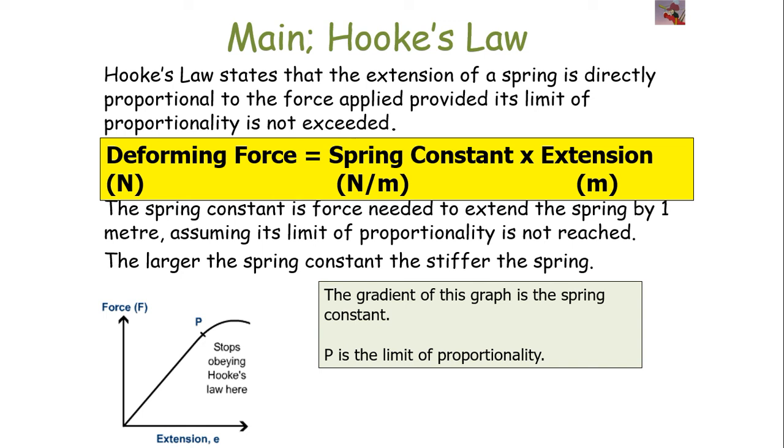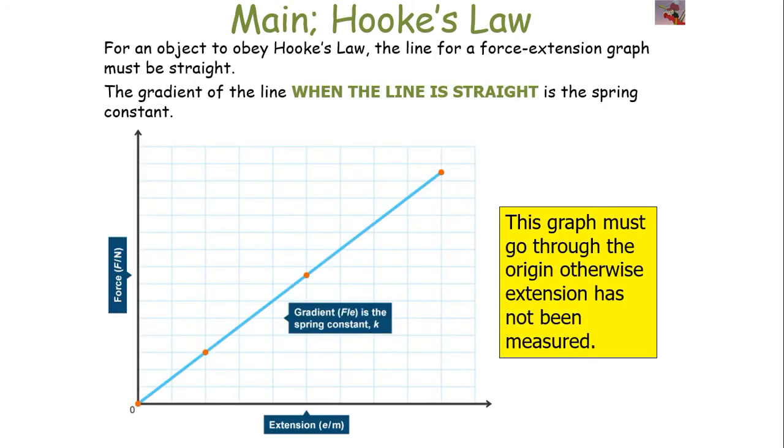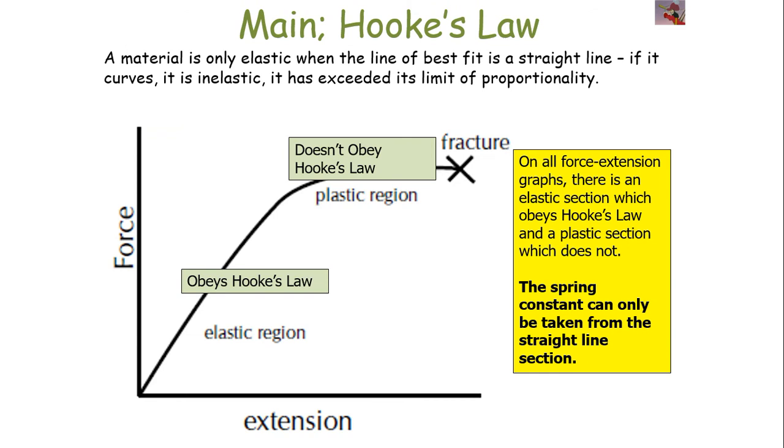The deforming force in newtons is equal to the spring constant in newtons per meter times the extension in meters. The spring constant is the force needed to extend the spring by 1 meter, assuming its limit of proportionality is not reached. The larger the spring constant, the stiffer the spring. Now the gradient of the line, when the line is straight, is the spring constant, and it must go through the origin, otherwise the extension is not being measured.